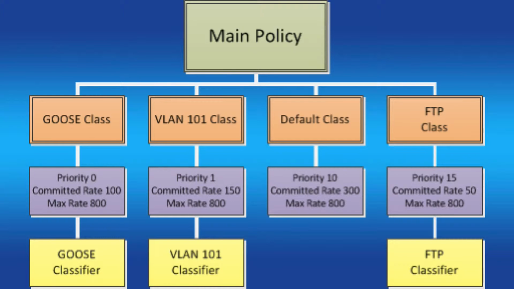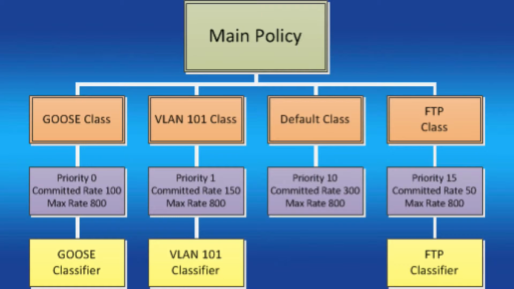Let's say we wanted the goose traffic to be priority 0. Remember that the numerically lowest priority value actually means highest priority. But we wanted to dedicate 100 kilobits per second of our link to that traffic type. And if there is available throughput remaining, it can use up to a max of our overall committed rate of 800 kilobits per second. Moving on to VLAN 101, we will want that at priority 1. But let's say we want to dedicate 150 kilobits per second of that traffic type. And again, the max rate will be 800 kilobits per second.